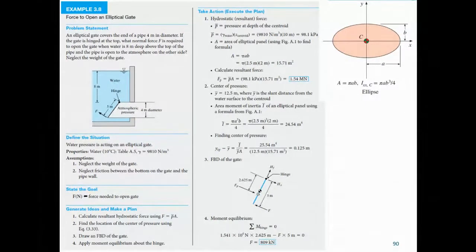The gate is hinged at the top. This is the hinge. What normal force F is required to open the gate when water is 8 meters deep above the top of the pipe? Water is 8 meters deep. So what normal force is required to open the gate? This force has to overcome the hydrostatic pressure force, isn't it? It has to overcome the hydrostatic pressure force.